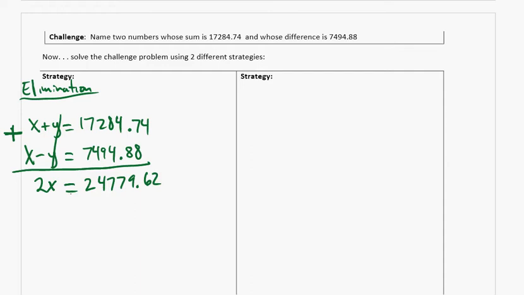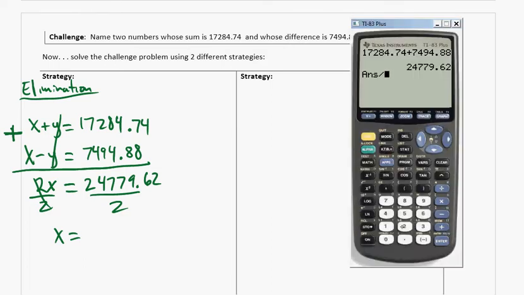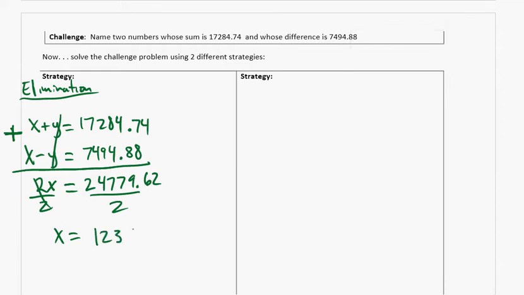Alright, and I'm trying to solve for x, so divide both sides by 2. And I will get x equals 24,779.62 divided by 2, 12,389.81. So I found x. Now I just have to go back and find y.